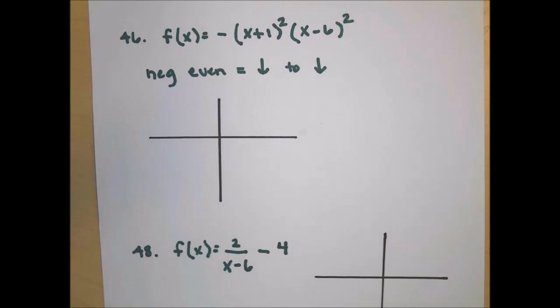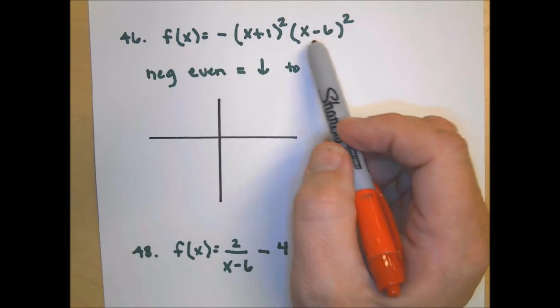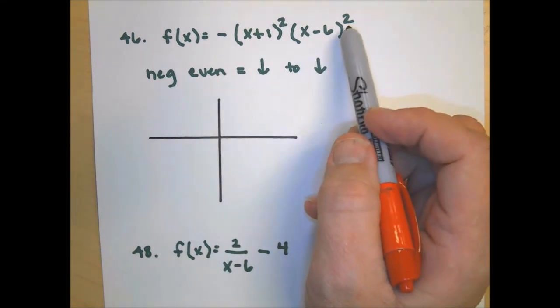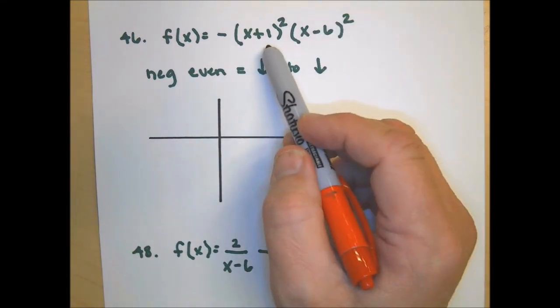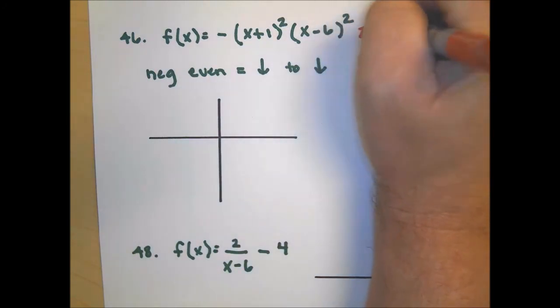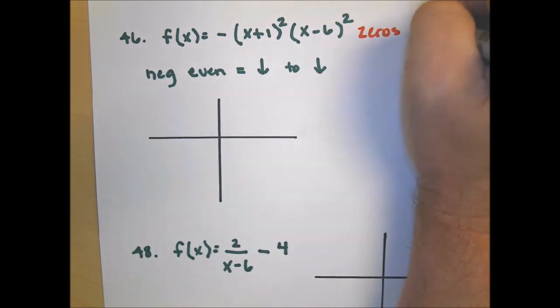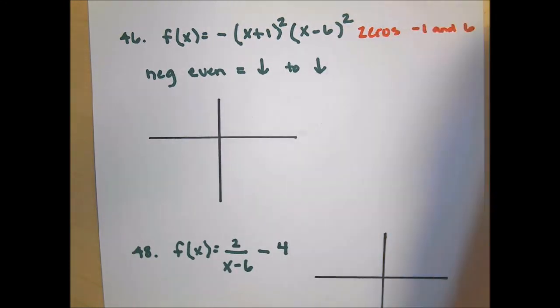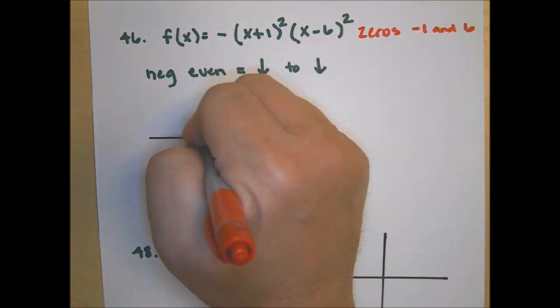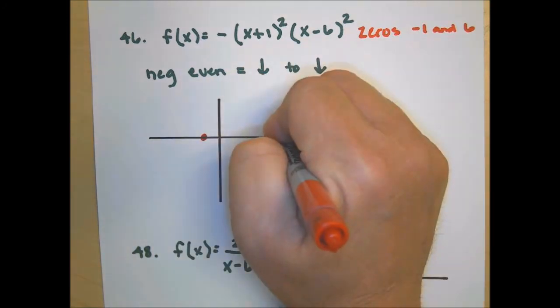Sketch this particular graph. Now, the function is negative x plus 1 squared times x minus 6 squared. That tells us we have a couple of zeros. Our zeros are at -1 and +6. So those are going to be our x-intercepts. -1, I'm going to just put it right there, and +6, I'm going to put it right there.